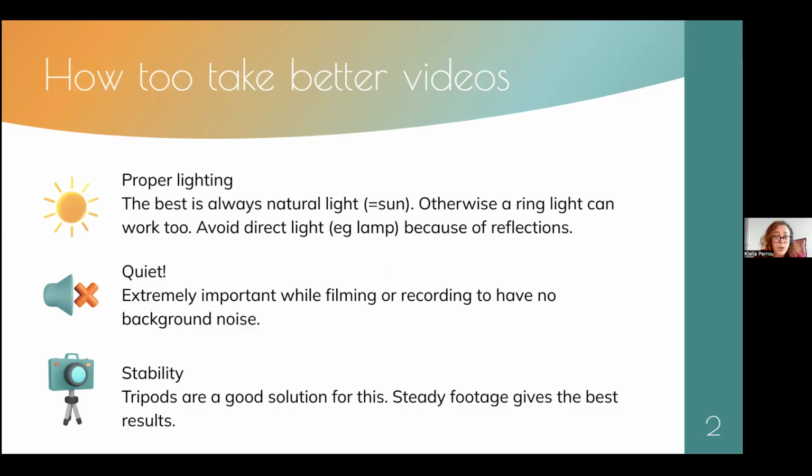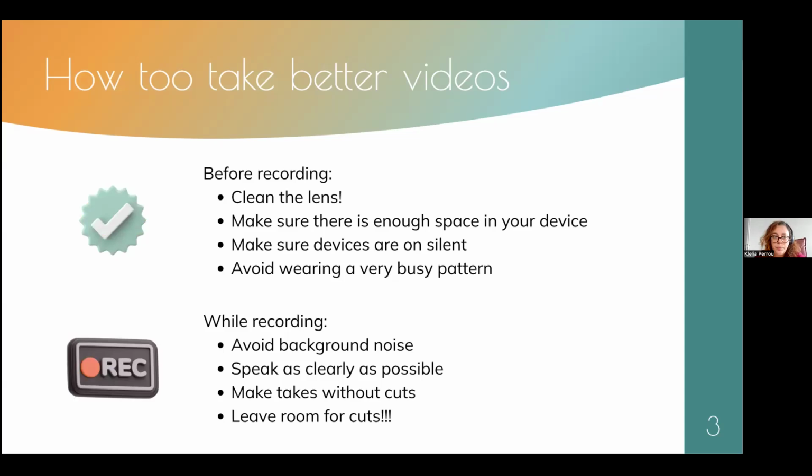So, steady footage. The easiest thing you can do for that is use a tripod, whether you're recording from your phone, from a camera, or from anything with a ring light. Some ring lights now come with a tripod and with a specific place for your camera. So problem solved.